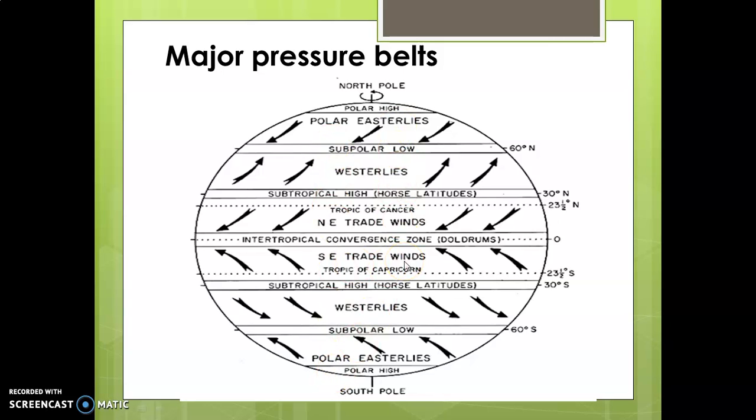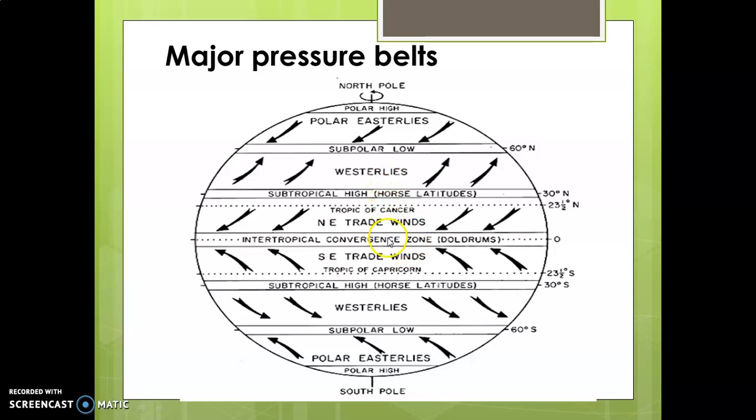Now we have to learn all these belts one by one. If I talk about the first one, the equatorial low pressure belt, also known as doldrum, this pressure belt extends from 5 degrees north to 5 degrees south. Now why is there a low pressure in this belt? Because it is called the equatorial low pressure belt. So why is there a low pressure here?